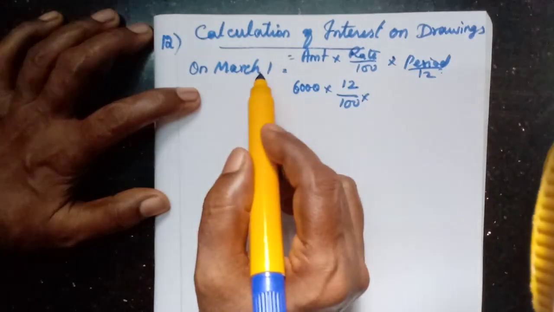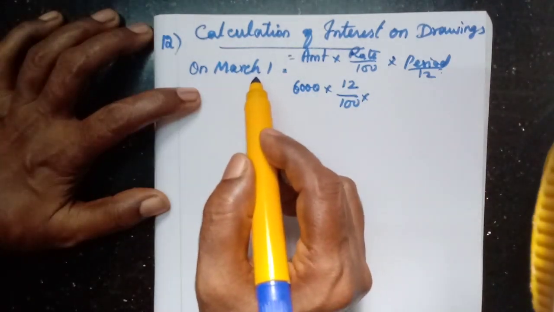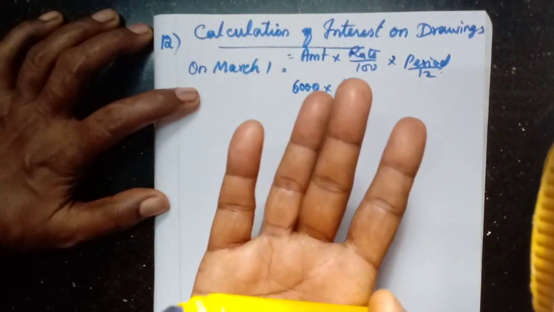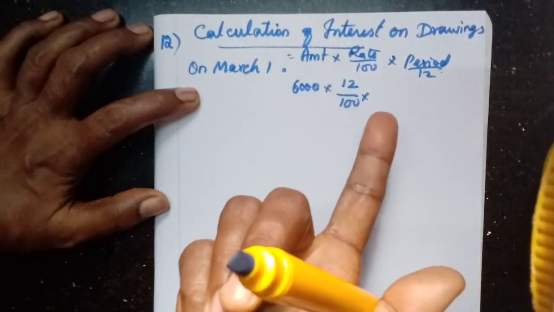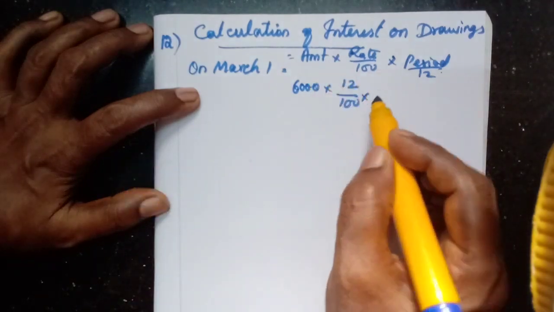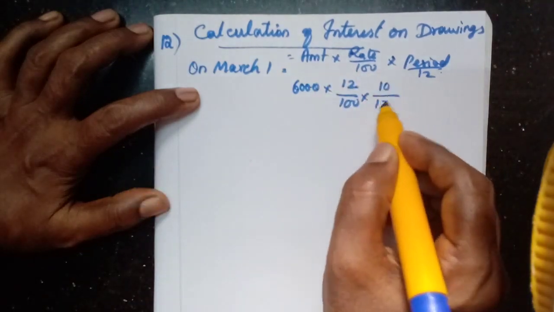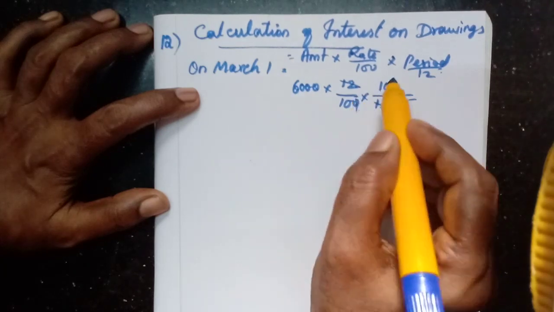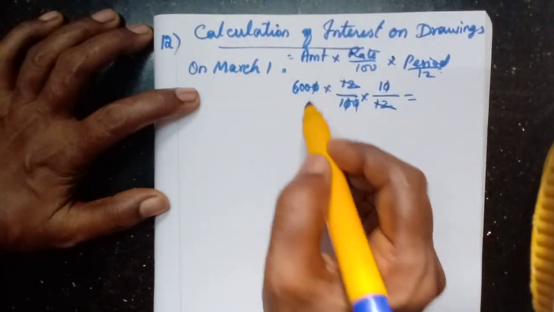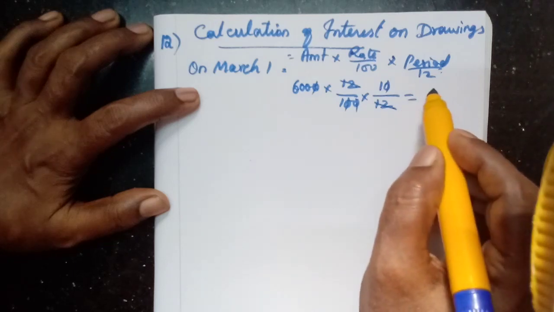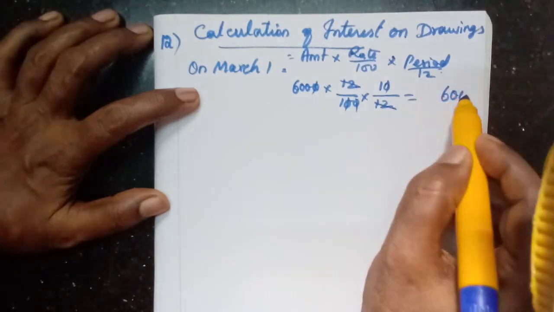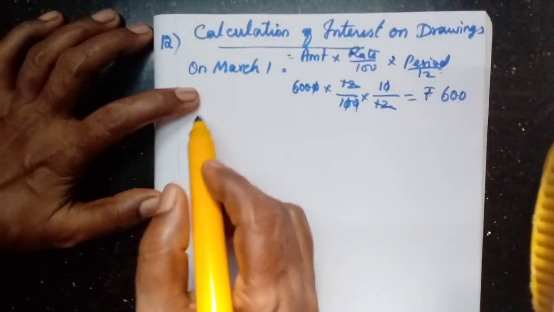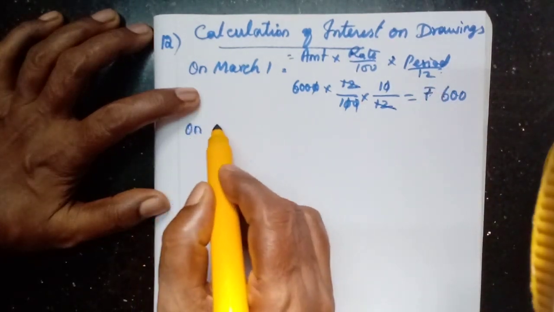March 1, the account ends 31st December, so we should include March: March, April, May, June, July, August, September, October, November, December. So 10 months, 10 by 12. So this 12, isn't it? Here 10, here 10. So how much are we getting? 600. So you better write the rupees here. Then which date next? June 1.